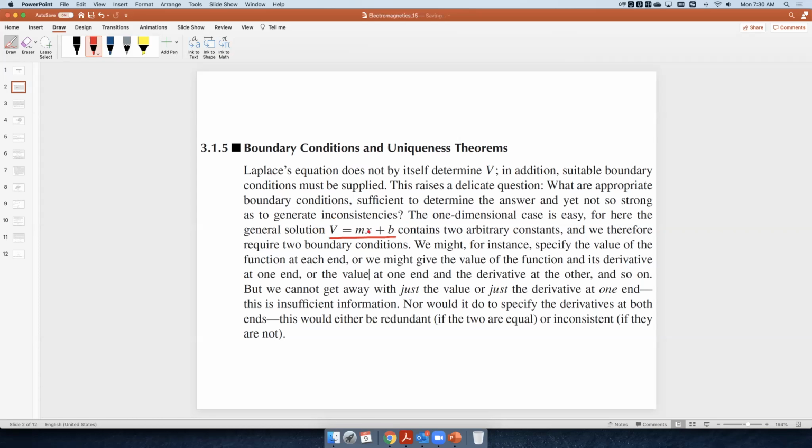I think everybody is familiar with the line equation. If you get two specific sets of values, then you can solve the equation. You will get m and b, then you get the line equation, or the specific solution for your Laplace equation.